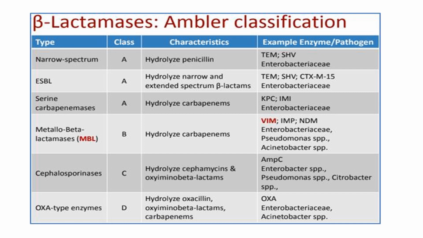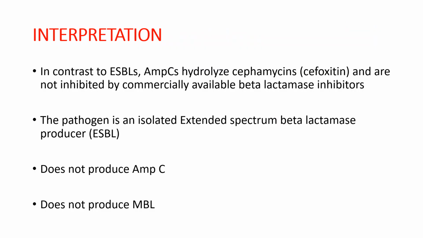Now, how to make use of this table for this particular case? Since the case has E. coli, wherein cefamycin is sensitive, but other cephalosporins were resistant, that means it was an ESBL group of organism. So, the pathogen is an ESBL producer. It does not produce AmpC, it does not produce MBL, because carbapenems were sensitive, cefoxitin was sensitive, so it is not an AmpC, it is not an MBL.